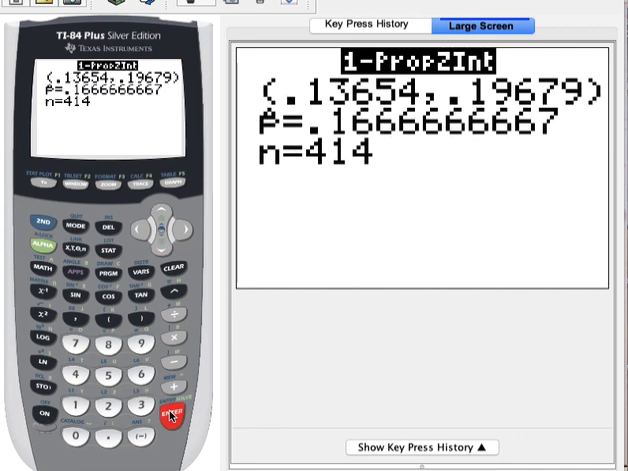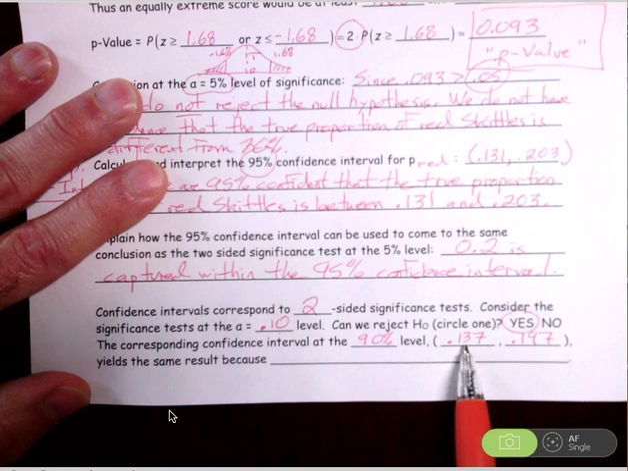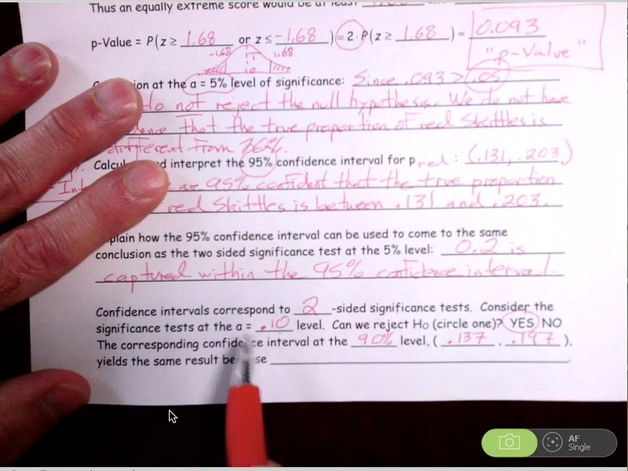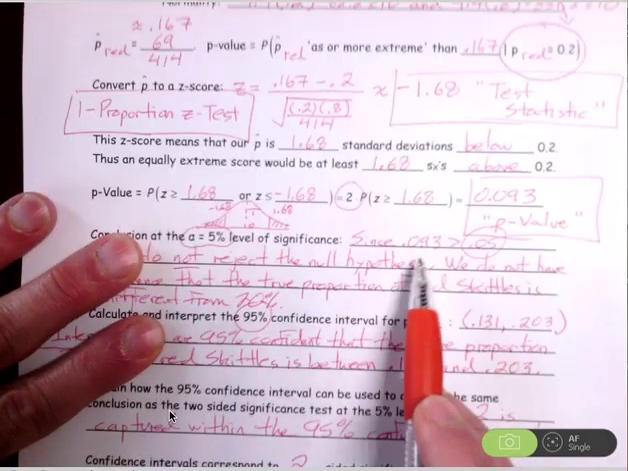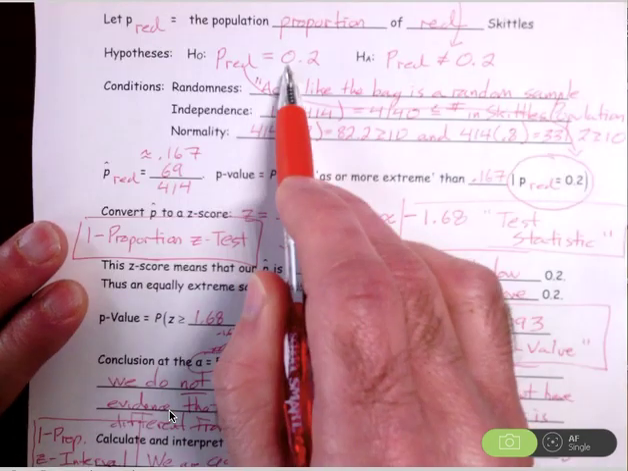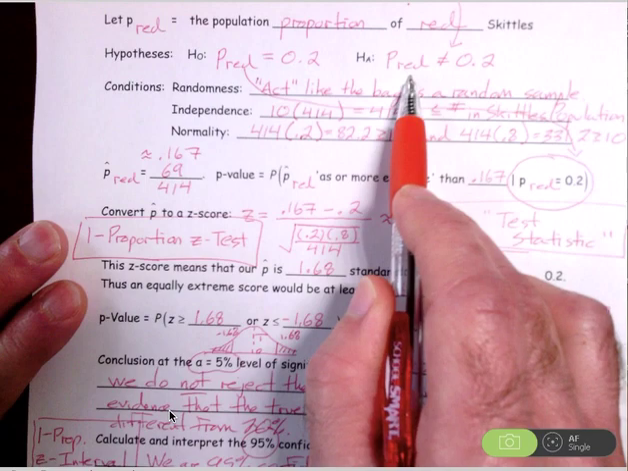Well, notice what happens. Now the confidence interval is from 0.137. That's the lower boundary, and the upper boundary is 0.197. There you go, I wrote them down. So now the lower boundary is 0.137, the upper boundary is 0.197. Notice, at the 10% level, 0.09 is less than 10%, so we can reject the null hypothesis. We can reject this 0.2. We have evidence the real proportion of red is different from 20%.